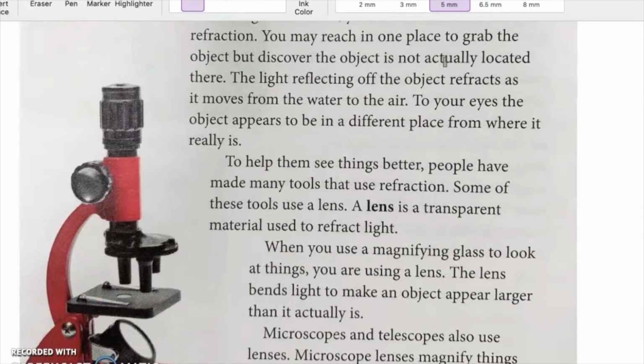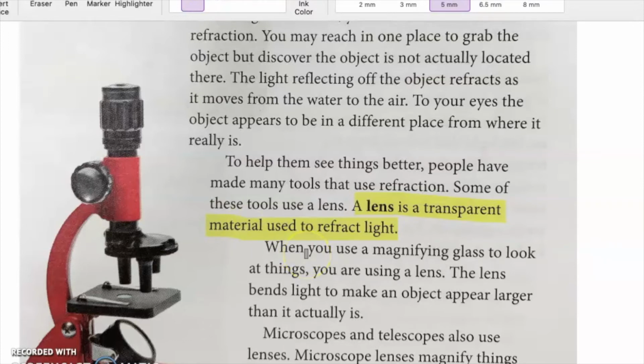To help them see things better, people have made many tools that use refraction. Some of these tools use a lens. A lens is a transparent material used to reflect light. So, here's another word that we've been learning: transparent. So a lens is a clear material, clear glass, used to refract light.